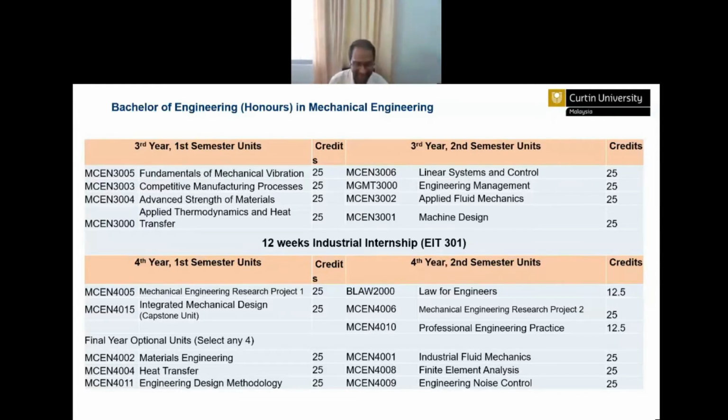And I am a veteran here, around 12 years in Curtin, Malaysia. You will see me definitely in second year in 2 units, that is manufacturing process and fundamental strength of materials. And in third year, I'll be teaching you advanced strength of materials. And I'm also the coordinator for the final year projects for semester 2. So you will have an encounter with me in all 3 years, hopefully.